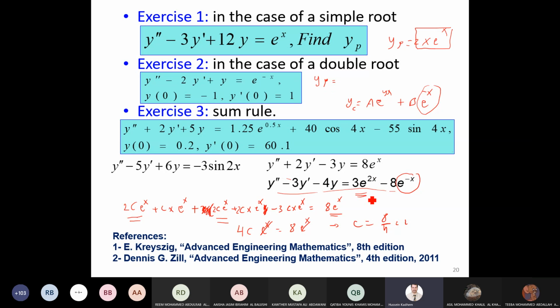For this one, 3 exponential 2x, it's fine. There is no confusion here. There is no overlapping. So I will write here C exponential 2x. This is the first function. For this function, I will write plus D x exponential minus x. You got it? Modification occurred only for the second function, which is exponential minus x, because there is some similarity with complementary function.